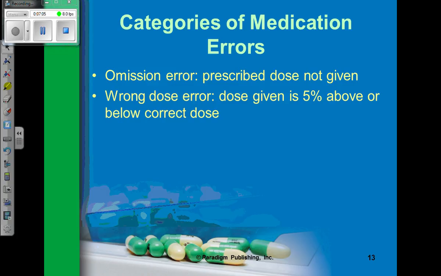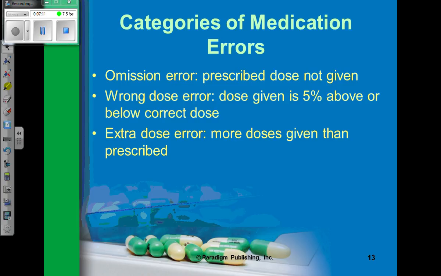So you have wrong dose errors, as this is a dose given that is 5% above or below the correct dose. Extra dose error is when more doses are given or taken than prescribed by the doctor.